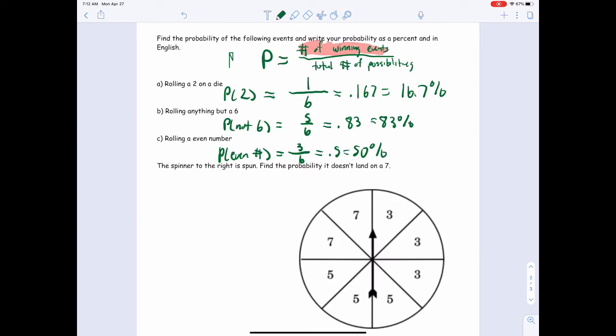And we still have to write all these probabilities in English. So the first one, 16%, what's that going to be? That's unlikely. It's above 0, below 50. B is going to be likely. Yeah, you're probably not going to get a 6. And then this one is equally likely to occur or not occur. It's 50-50. It's either going to be even or odd.